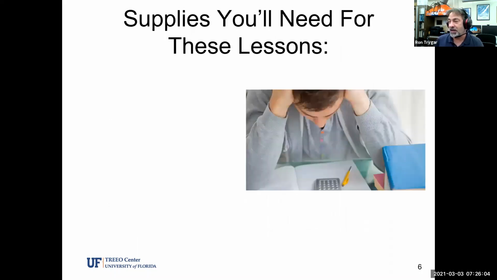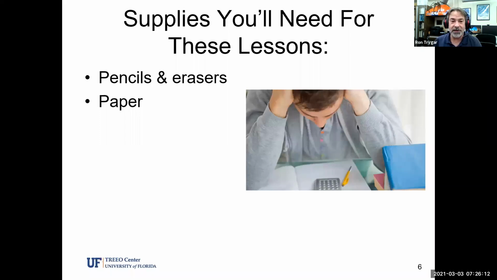All right, so supplies you're going to need for this, I would say pencils and erasers, maybe more erasers than pencils. I don't know. Paper, scratch paper, notebook paper, something that you can write on. You're going to need a calculator for sure. I suggest using a calculator that is something like what I'm going to pull out of my drawer here, because I forgot my calculator. So I would suggest using a calculator that's just a basic calculator.